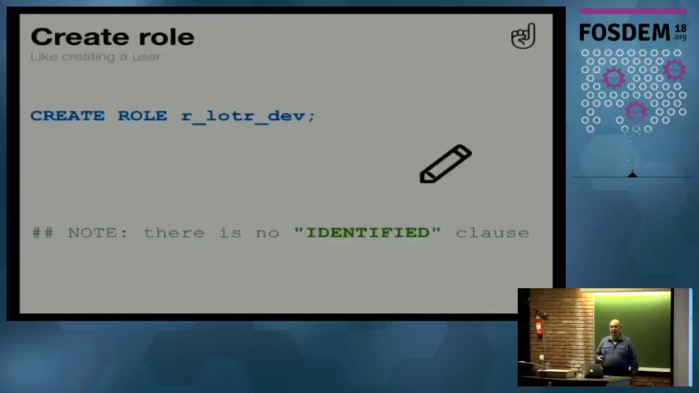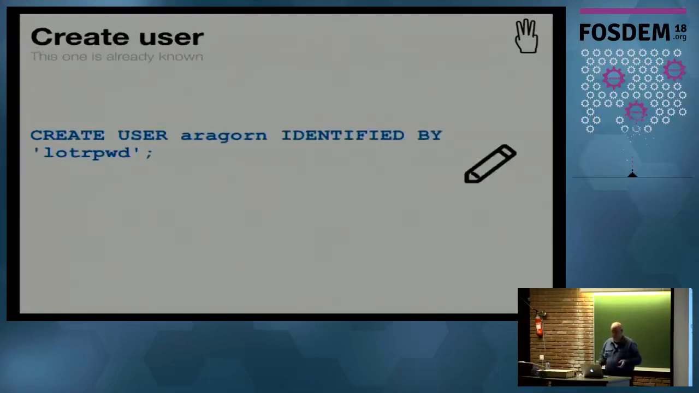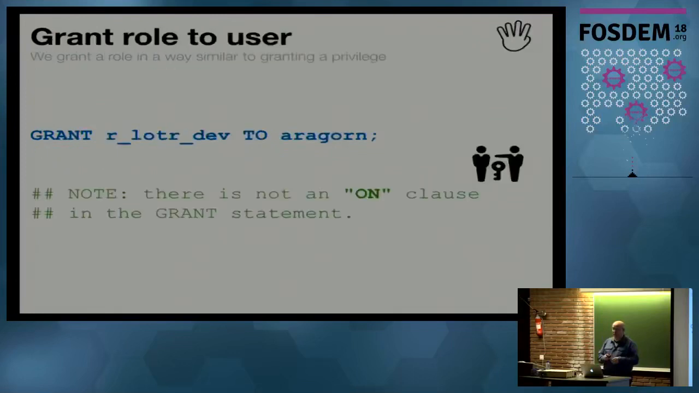Let's see it in practice. We create a role, and notice that there is no identified clause when we create a role. We grant something to that role, create the user, and then grant the role that we have created to that user. Notice that granting a role is different from granting a regular privilege. There is no on clause in the grant statement.